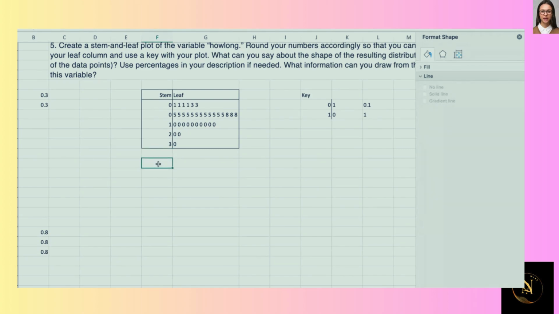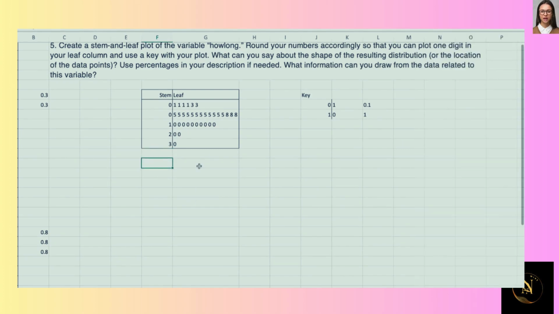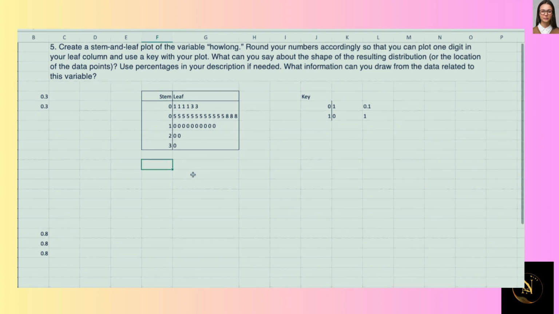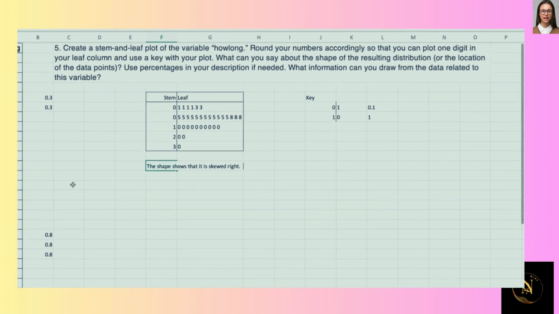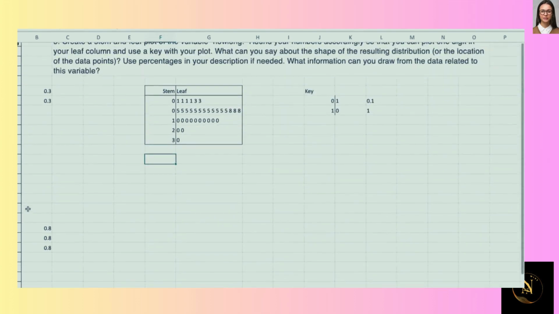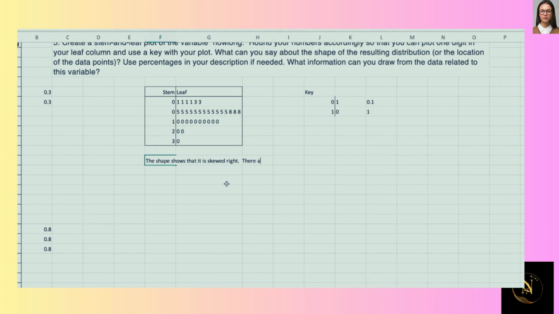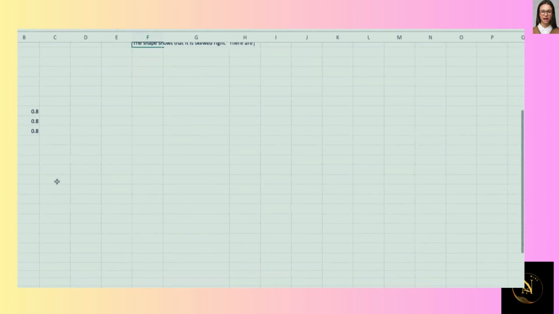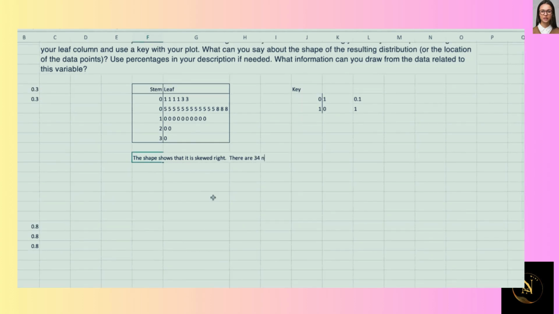So I have my key, my stem and leaf, and then it says, what can you say about the shape of the resulting distribution? So we can say that the shape shows that it is skewed right. We can also say that there's 35 values. Is it 35? Hold on, 34. There's 34 values.